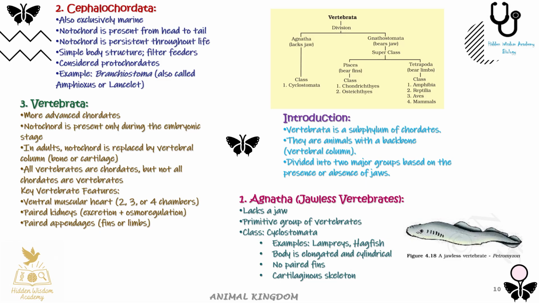Distinct features of vertebrates include a ventromuscular heart with 2, 3, or 4 chambers, paired kidneys used for excretion and osmoregulation, and paired appendages which may be fins or limbs.